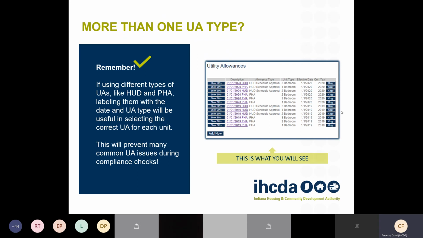This is how your utility allowances will appear once you've entered them in, so you can see chronologically what the dates are and how they're identified.